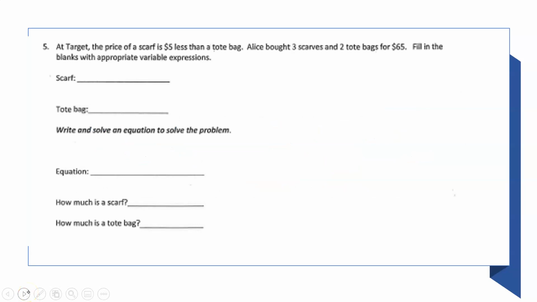Okay, number 5. At Target, the price of a scarf is 5 less than the tote bag. So we're going to make the tote bag B, and then we're going to make the scarf 5 less than that, B minus 5. Alice bought 3 scarves, so 3 times B minus 5, and in addition, she bought 2 tote bags, 2 times B, for a total of $65. So we want to know, well, let me write this here.